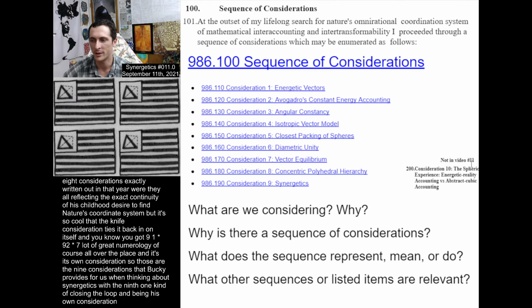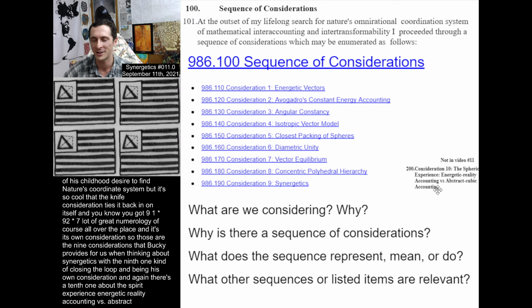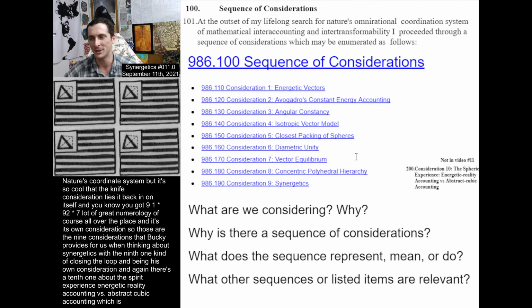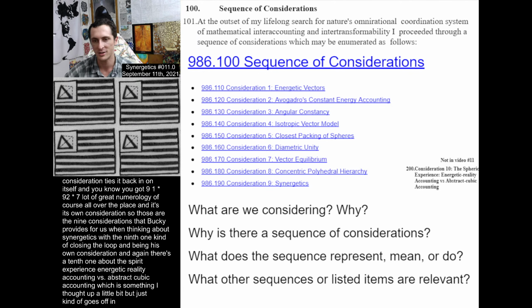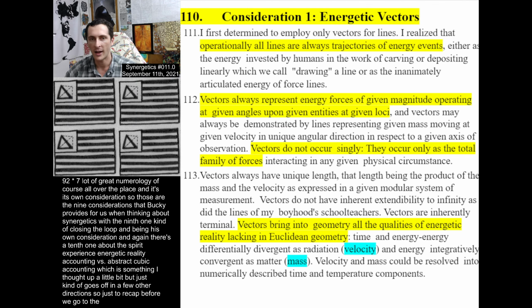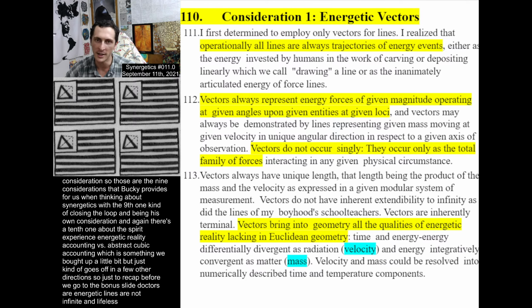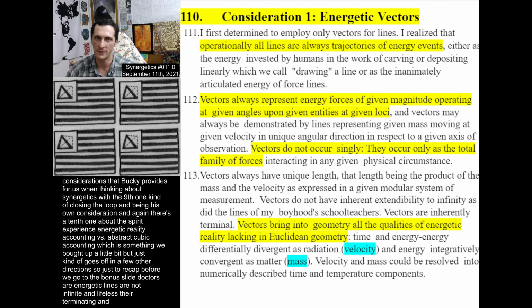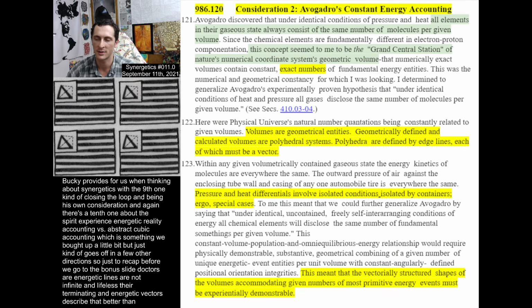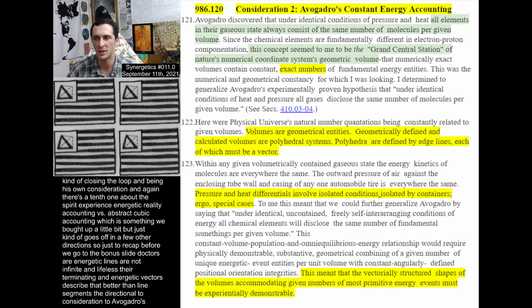And again, there's a 10th one about the spheric experience, energetic reality accounting versus abstract cubic accounting, which is something we brought up a little bit, but it kind of goes off in a few other directions. So just to recap before we go to the bonus slide, vectors are energetic. Lines are not infinite and lifeless. They're terminating and energetic. Vectors describe that better than line segments. They're directional too. Consideration 2, Avogadro's constant energy accounting.